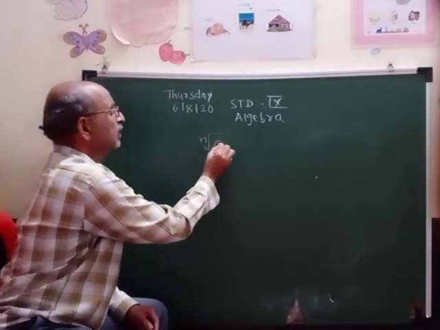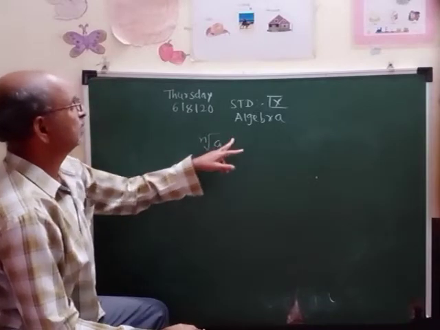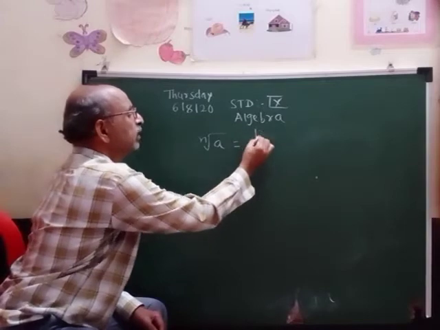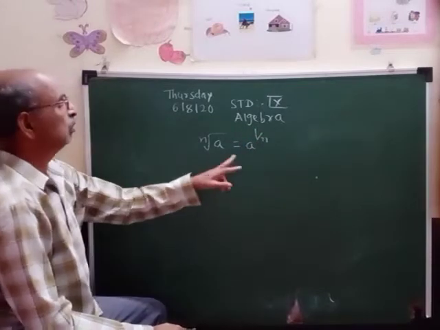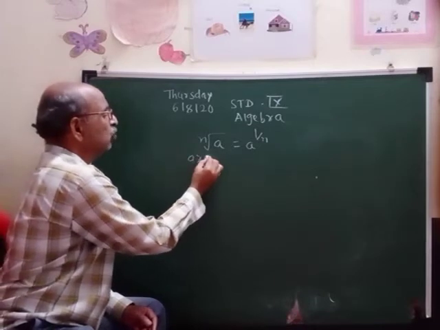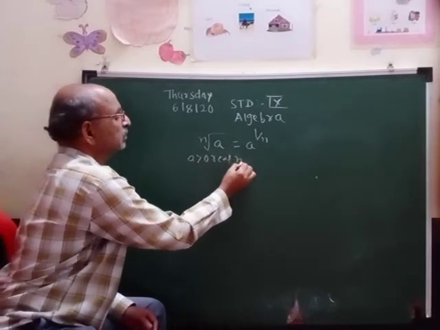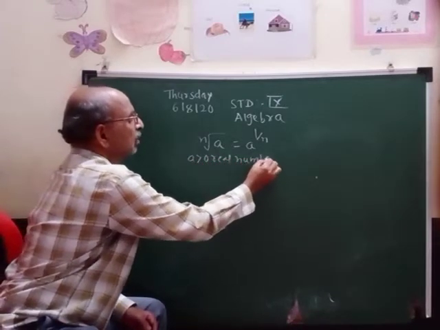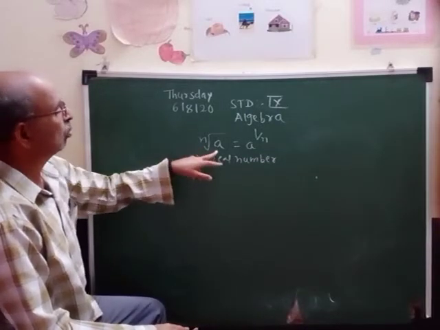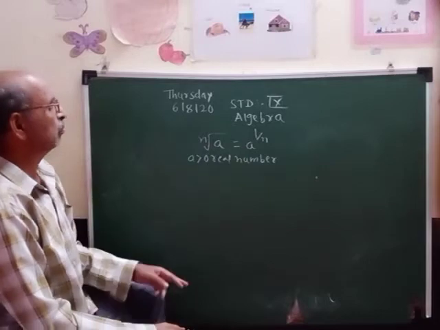Suppose nth root of a is there. This sign is called the radical sign. nth root of a is equal to a raised to 1 upon n. This is the rule, where a is greater than 0, a real number. Then nth root of a is equal to a raised to 1 upon n.